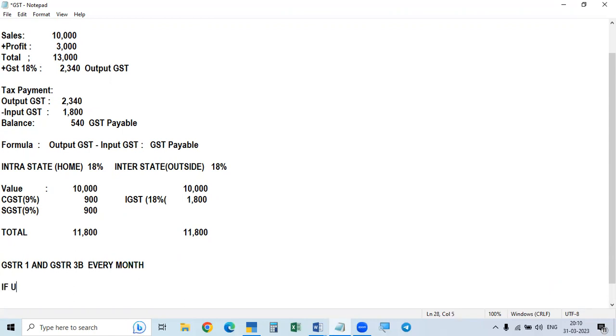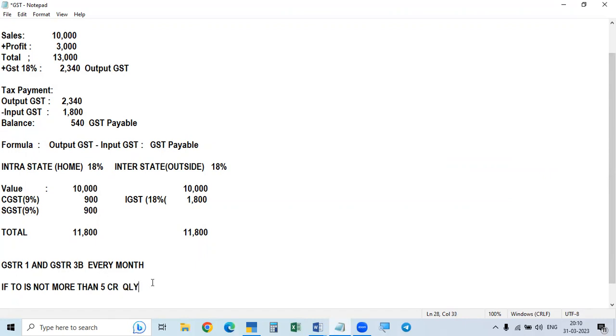If the turnover is not more than 5 crores, then we can file quarterly. So if the turnover is not more than 5 crores, they can file these documents, that is GSTR1 and GSTR3B, quarterly.